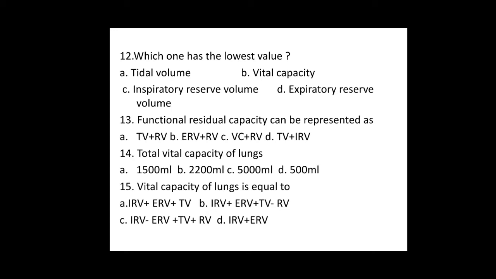Next, 15th one, vital capacity of lungs is equal to. Vital capacity means, as I've told, the maximum volume of the air which enters inside the lungs after the forceful expiration. So here that vital capacity can be calculated by the addition of tidal volume, expiratory reserve volume and inspiratory reserve volume. So for 15th question, answer is option A.